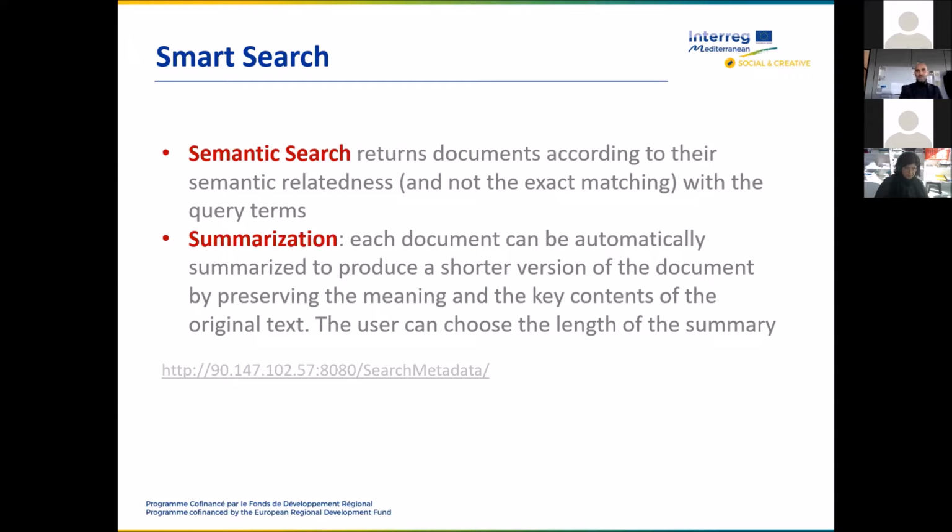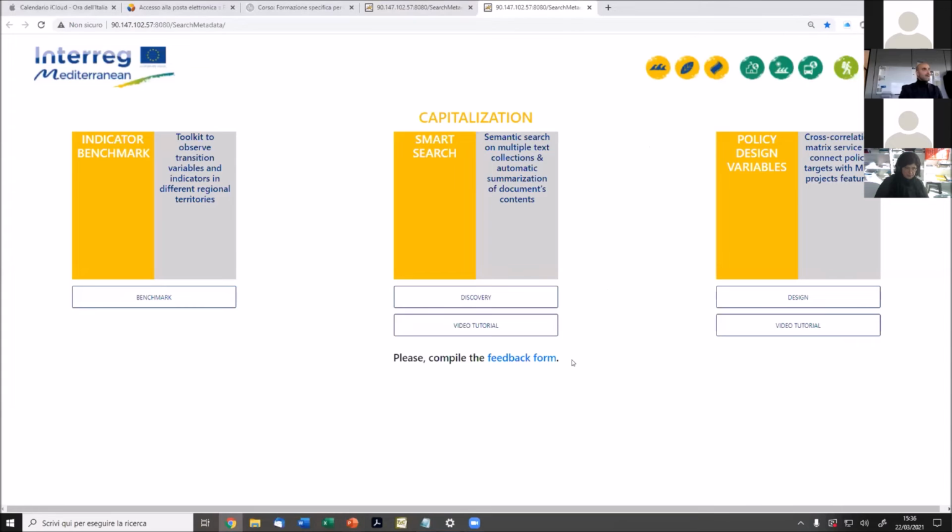The second service, built of course on the ground of the services provided by the Semantic Framework, is an automatic summarizer of documents. Each document can be automatically summarized to produce a shorter version of the document itself, of course preserving its meaning and the key contents of the original text. We can summarize on the fly documents which are tens or even hundreds of pages long, and it's up to the user to choose the length of the desired summary. So let's start with the demo.